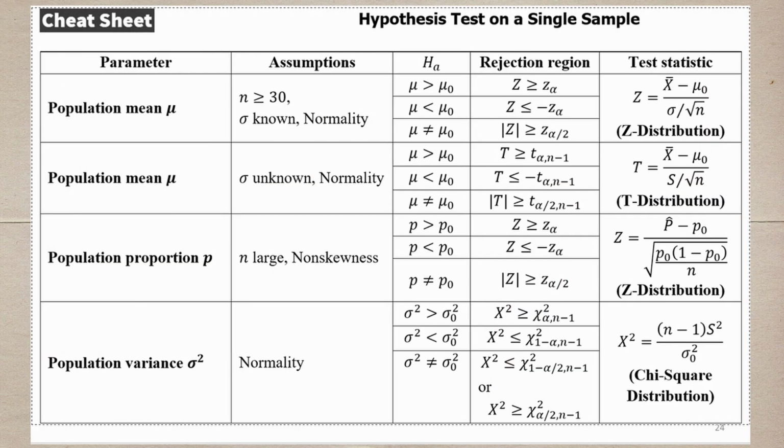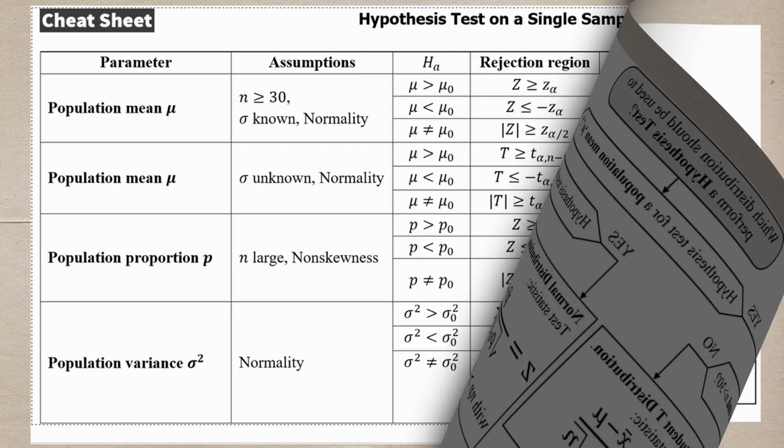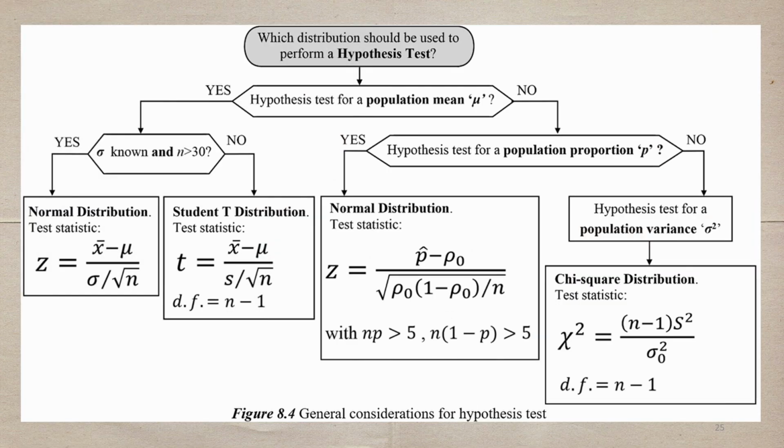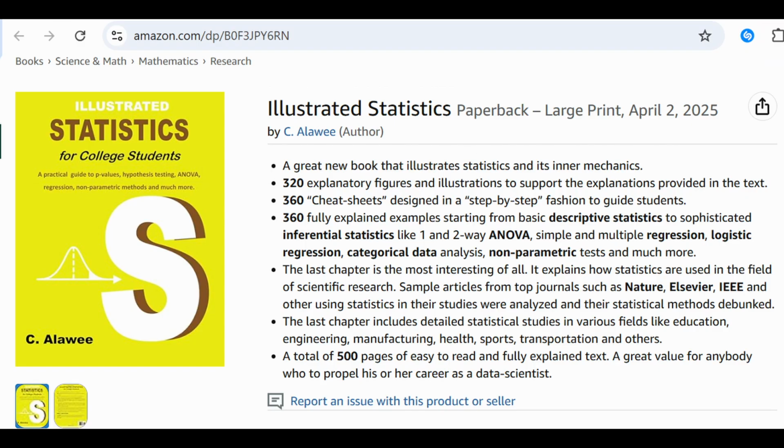Pause the video and have a look at this table that summarizes the 4 types of hypothesis tests that we went through in this chapter. Notice that we need to check for the normality and non-skewness in the data. Additionally, notice when the z, t, and chi-square distributions are used. Keep this cheat sheet handy when solving hypothesis problems. Here again, the same cheat sheet is given in a flowchart format. Pause the video and familiarize yourself with it.